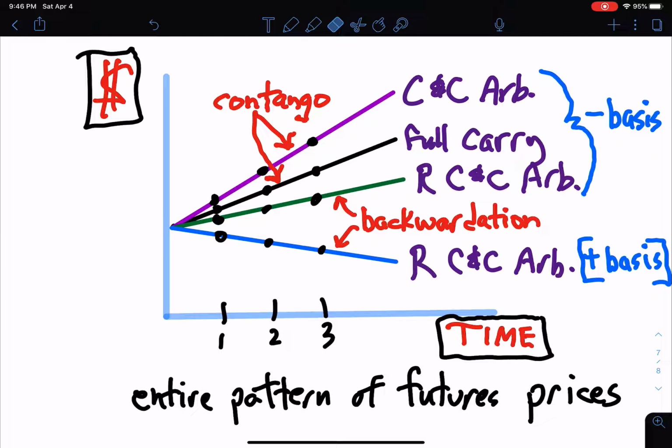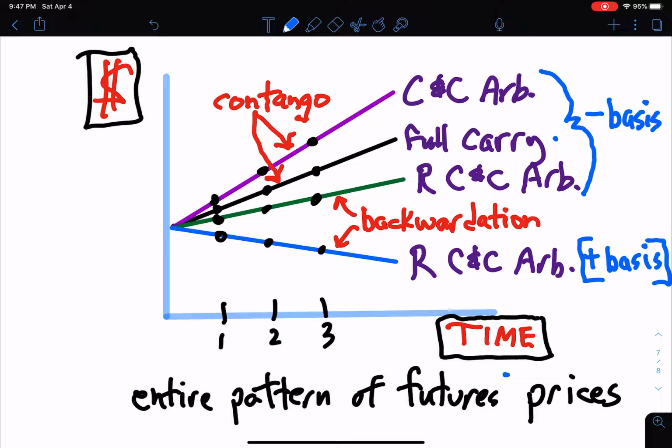I'd like to start off by showing a two-space that has dollars on the vertical axis and time on the horizontal axis. Okay, and I'm showing various patterns of futures prices. The first case we'll look at is the full carry case. It's the black line, and this is showing various futures contracts such that the full carry model holds.